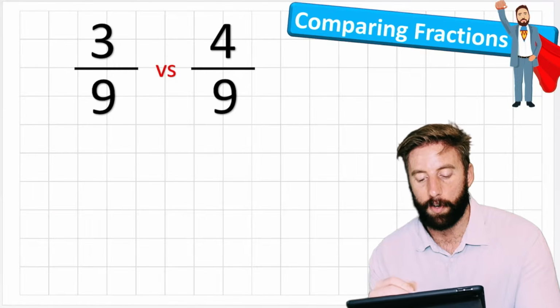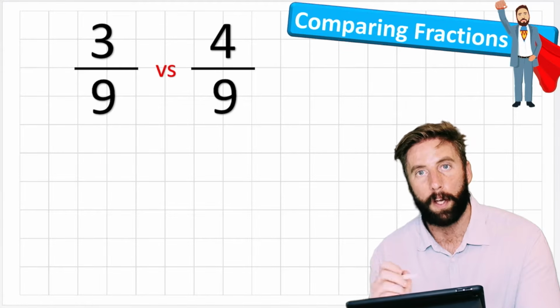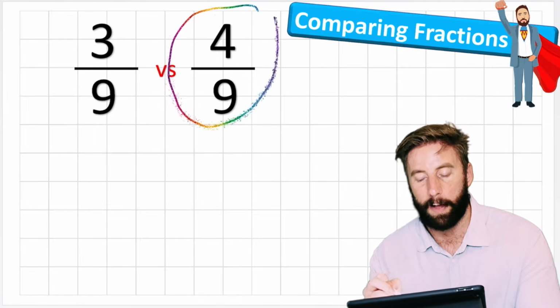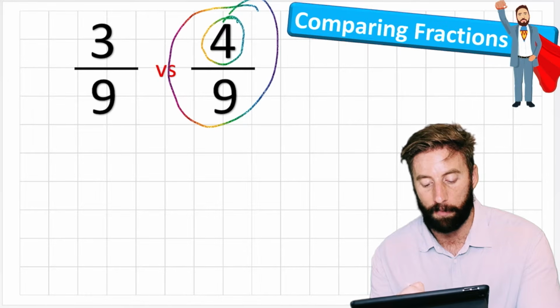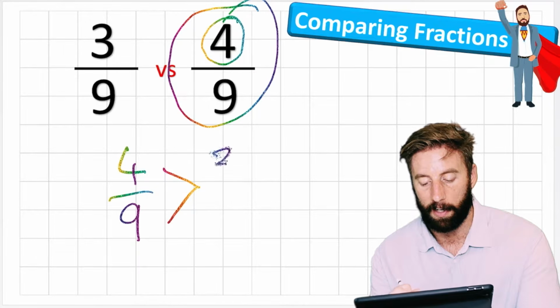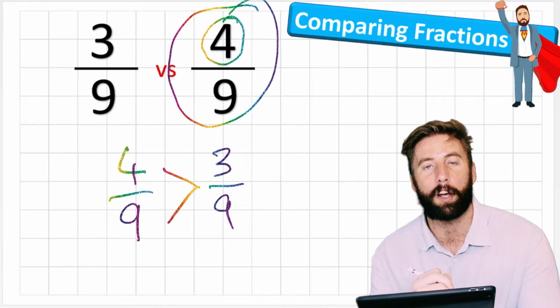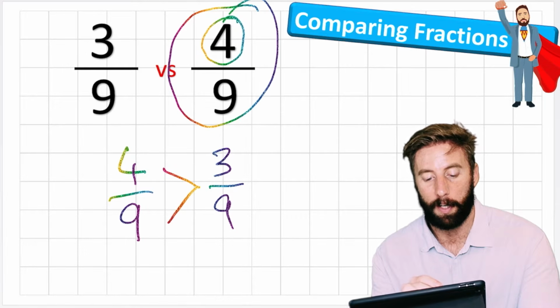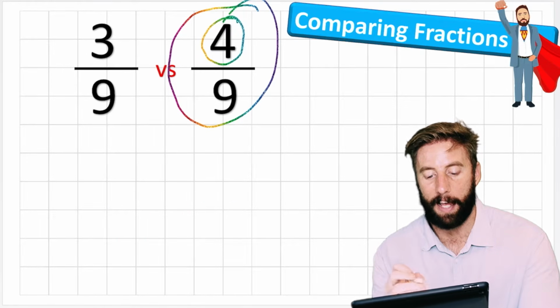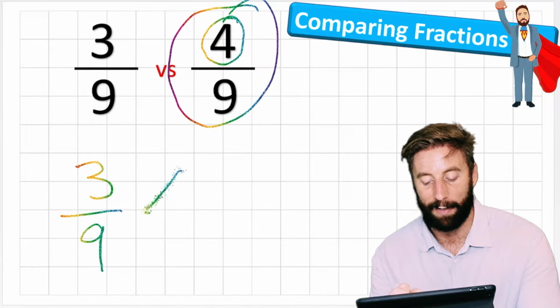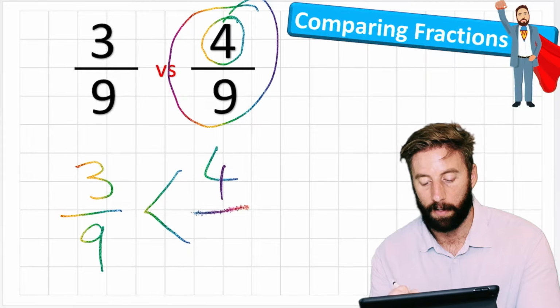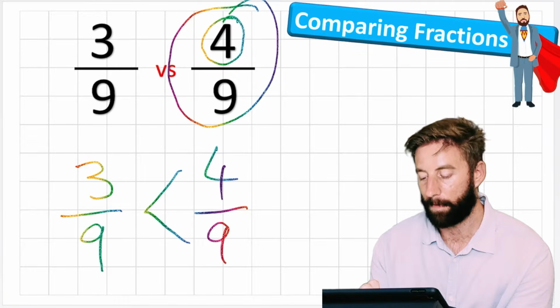The first one said 3/9 versus 4/9. Well, we agreed that 4/9 was the greater value because we had 4 parts of 9 compared to only 3 parts of 9. So we would write it like this. We could say 4/9 is greater than 3/9. But that's not the only way I could write it, is it? Because what I could do is flip that around and say that 3/9 is less than 4/9. And that would still be right.